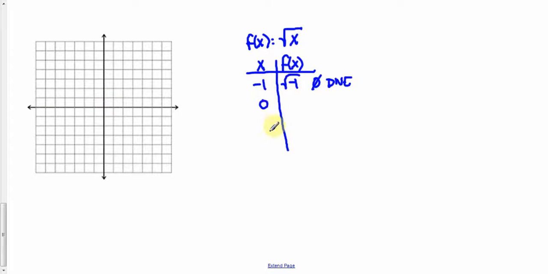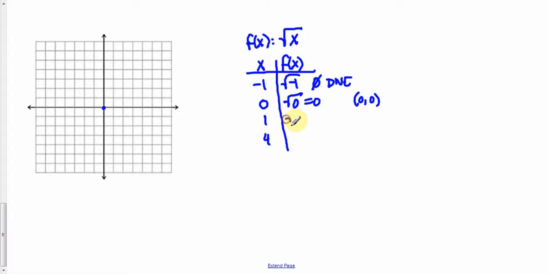I can take the square root of 0. I can take the square root of 1. I can take the square root of 2, but I'm going to get a decimal if I do that, so I'm going to skip that one. I'm going to go to one more that I know is pretty easy to do. What's the square root of 0? It's 0. So this ordered pair is 0, 0, which would be right here.